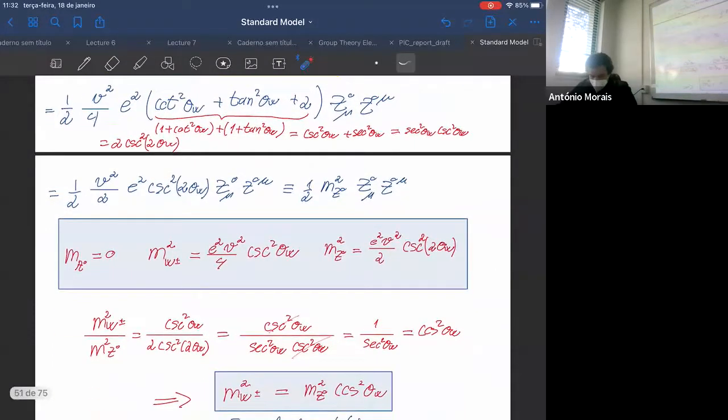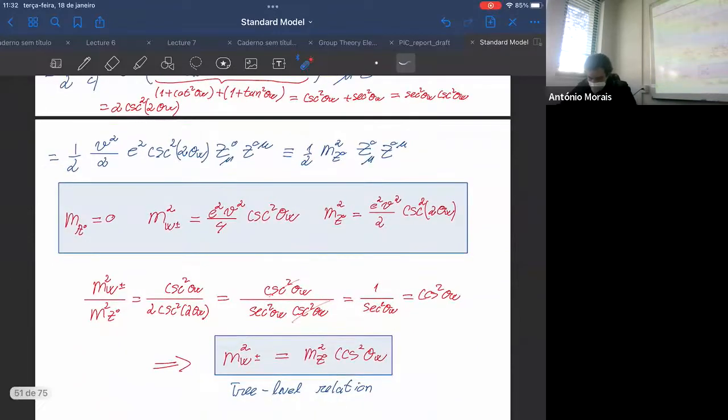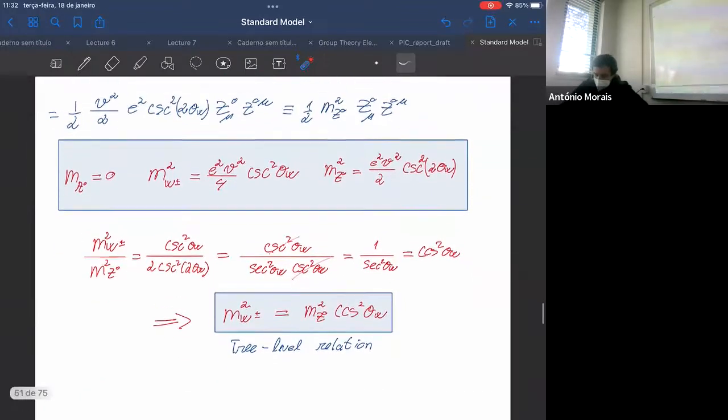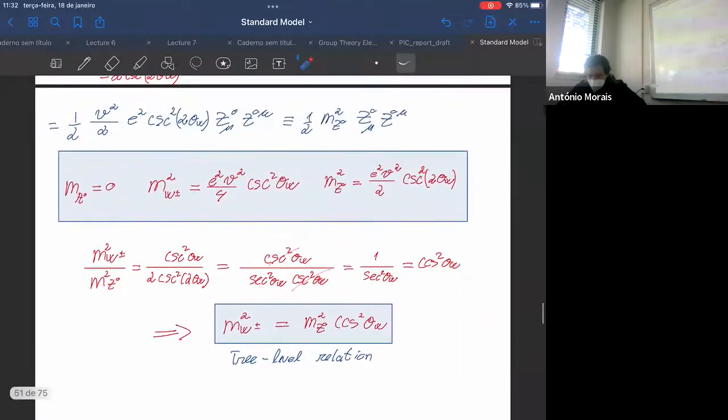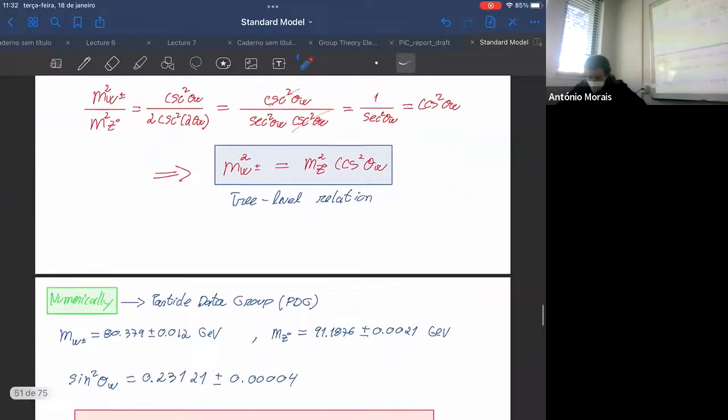And this takes us to an important result, which is a tree-level relation among the W and Z boson masses. Basically the W plus or minus mass is equal to the Z boson mass times cos theta. This will allow us to discuss a few things, and this will have important consequences, as I will make concrete here.